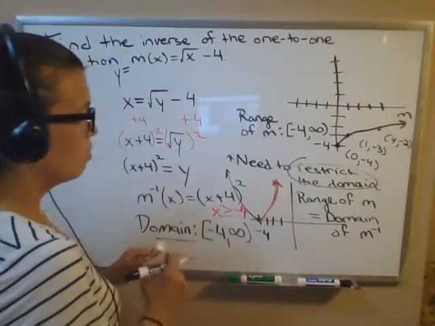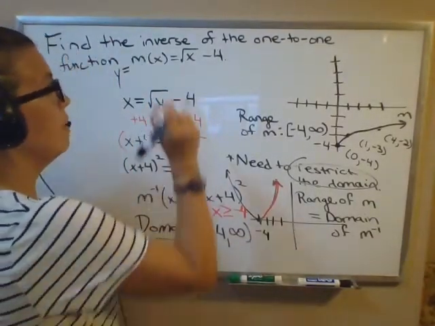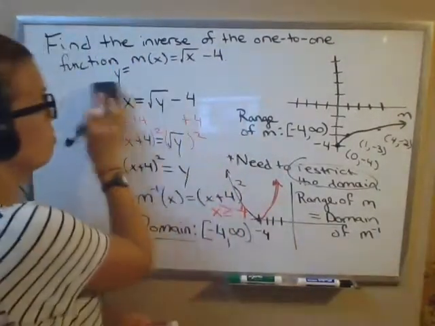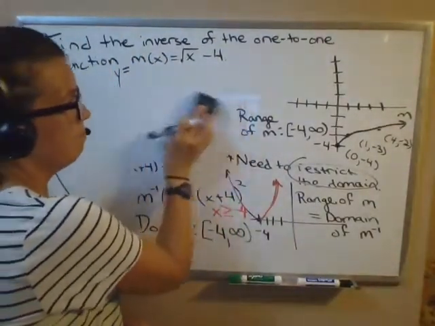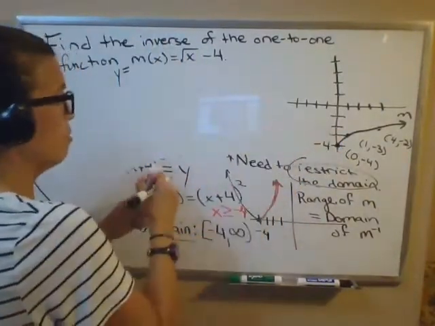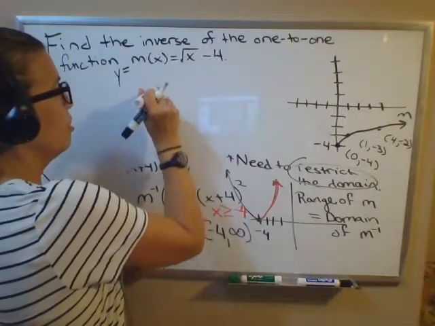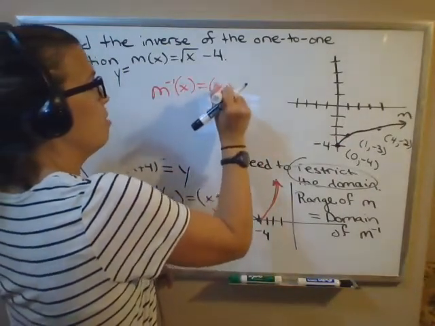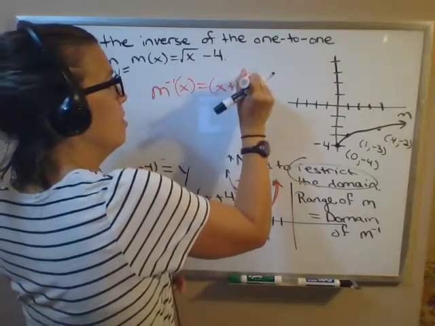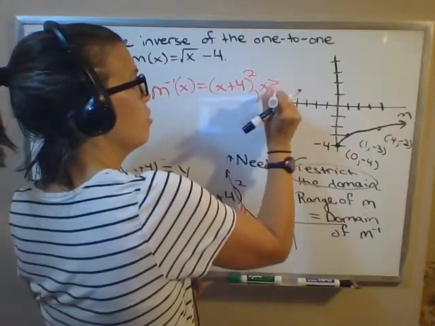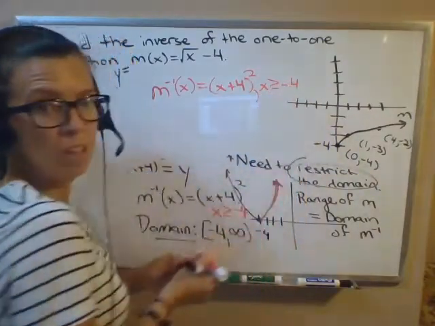Okay, so our final answer here for our inverse function, let me get rid of this stuff in the middle, maybe it's a good place to write it. Based on the range of that original function, our inverse function is x plus 4 squared, but it needs to be one-to-one, so that's with the restriction x is greater than or equal to -4.